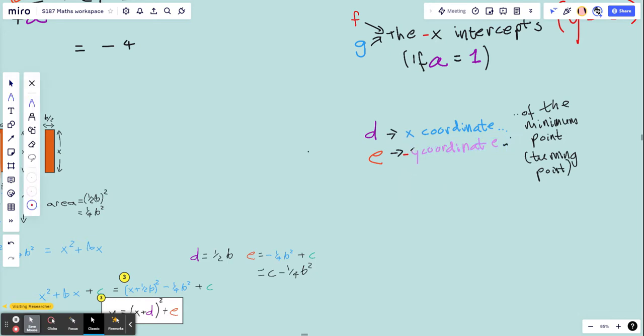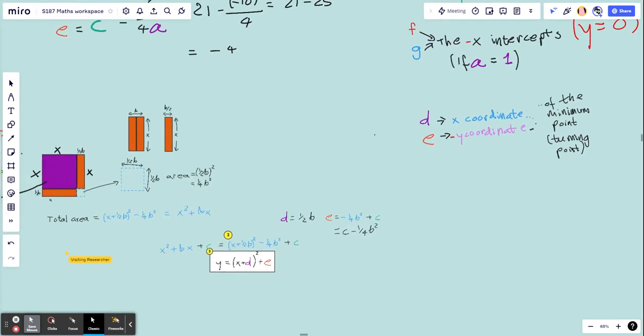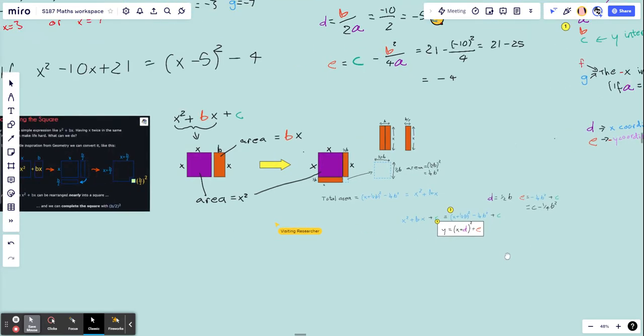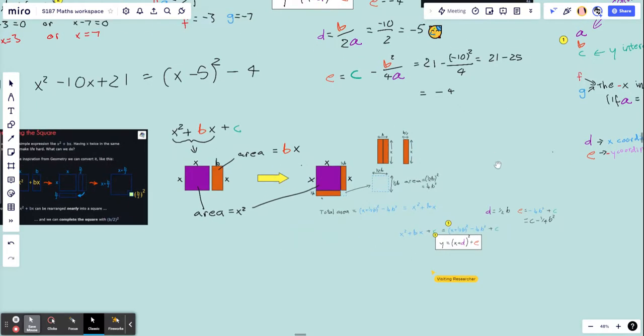The negative of the y-coordinate. Okay. So now we know what they'll tell us about the graphs. Now, what about how do we complete the square?